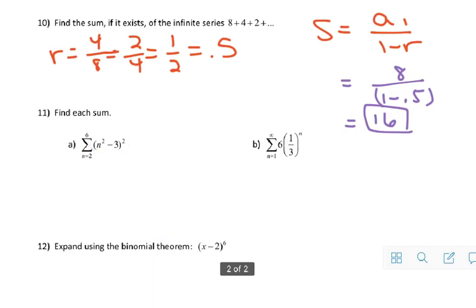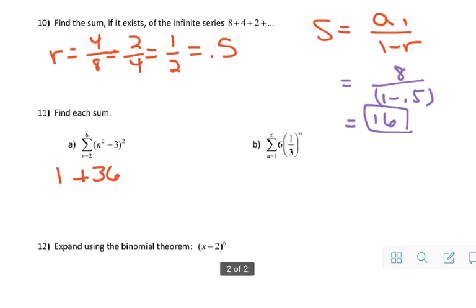The long way of doing the problem was that you plug in every number from 2 to 6 and then add all those terms together. So if you start by plugging in 2, 2 squared is 4, 4 minus 3 is 1, and 1 squared is 1. You plug in 3. 3 squared is 9. 9 minus 3 is 6. 6 squared is 36.